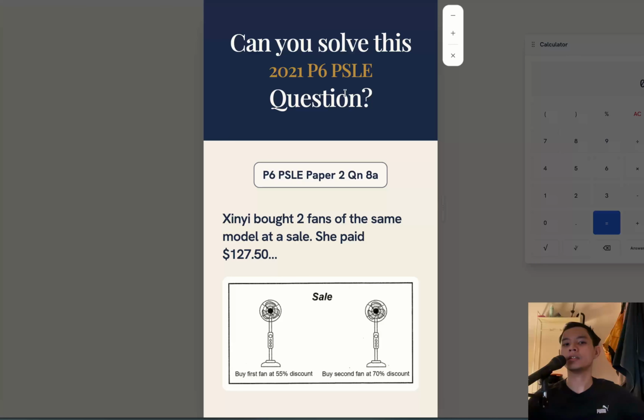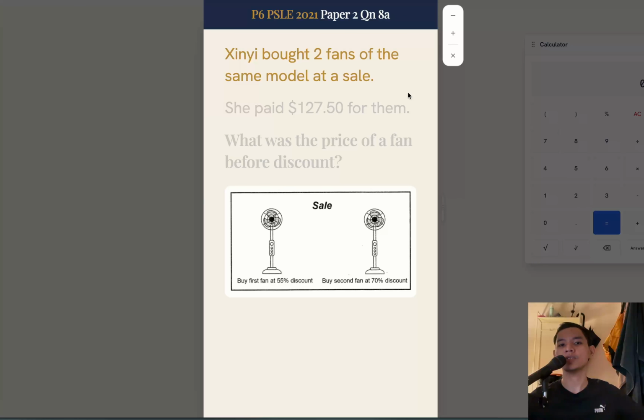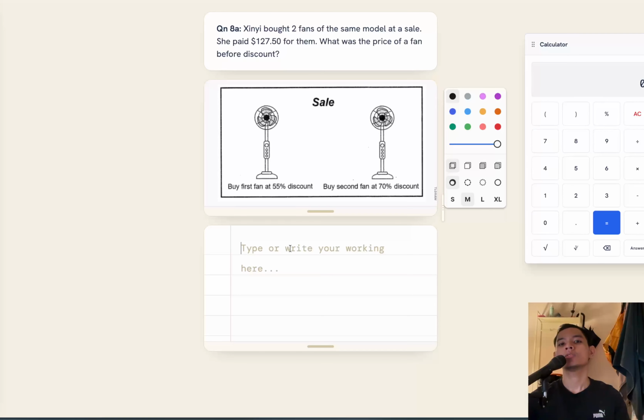Question 8, part A. Cindy bought 2 fans of the same model at a sale. She paid $127.50 for them. What was the price of a fan before discount? The easiest way, whenever you see this kind of question, is to let one fan be 100 units. 100 units is the easiest number of units for you to calculate.